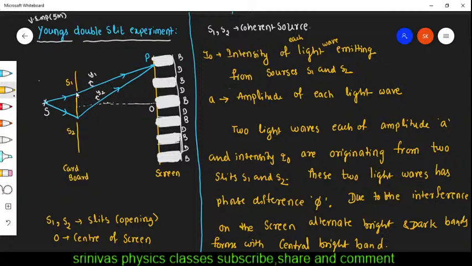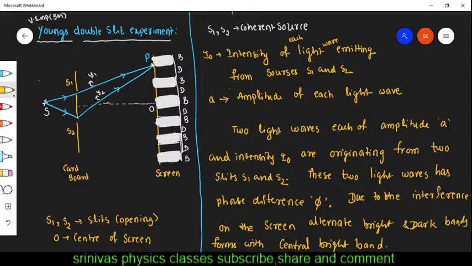This is the S1 source and this is the S2 source. From the sources, the light will be emitted. Two lights are superposing on the screen. Due to the superposition on the screen, you may observe a bright band or a dark band. Why? Because here the light started and here the light started. The two lights are superposing here.